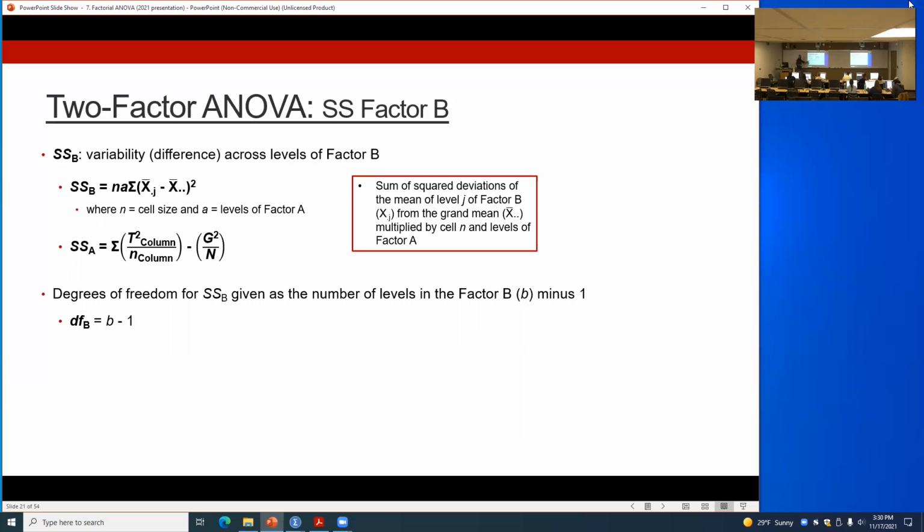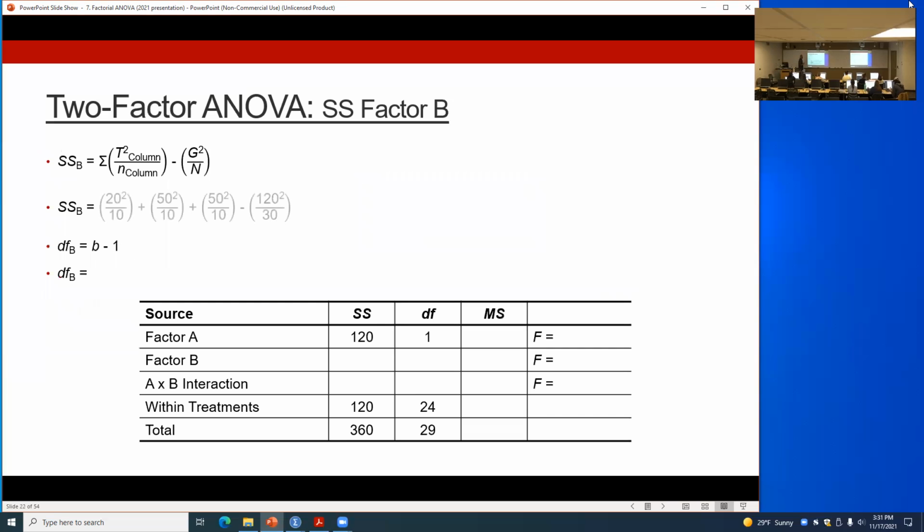Degrees of freedom, again, is just the number of levels of factor B minus 1. So again, if we take the shortcut here, we just take the row total squared over the number of people per level, same thing for medium, same thing for high, minus the grand total squared over n. Degrees of freedom, we've got 3 levels of factor B, minus 1 is 2, and we can just populate that in there.